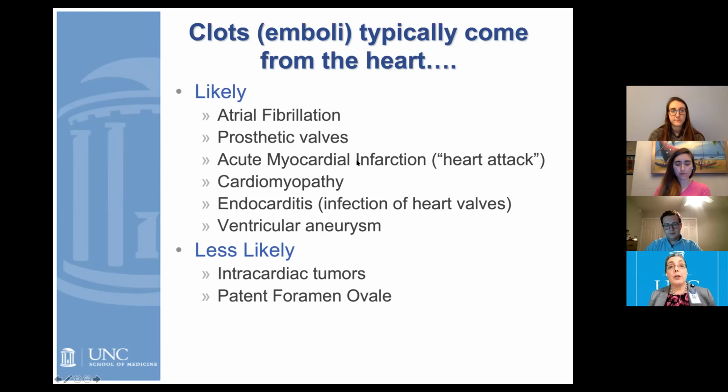Sometimes in the setting of an acute myocardial infarction, or acute heart attack, you can have loss of muscle function such that the heart predisposes to clot formation. Cardiomyopathy is a condition, again, where the heart muscle is not functioning properly, and that leads to a risk for clot formation. Endocarditis is a condition that is associated with an infection of the heart valves. And so with every heartbeat, the valves have crud, as I like to call it, that's hanging loose, and that can break off and move along with the blood flow to the brain. And then less commonly, something called a ventricular aneurysm, which is a weakness in the area of the ventricle of the heart that can just let blood pool in there and thus form clots.